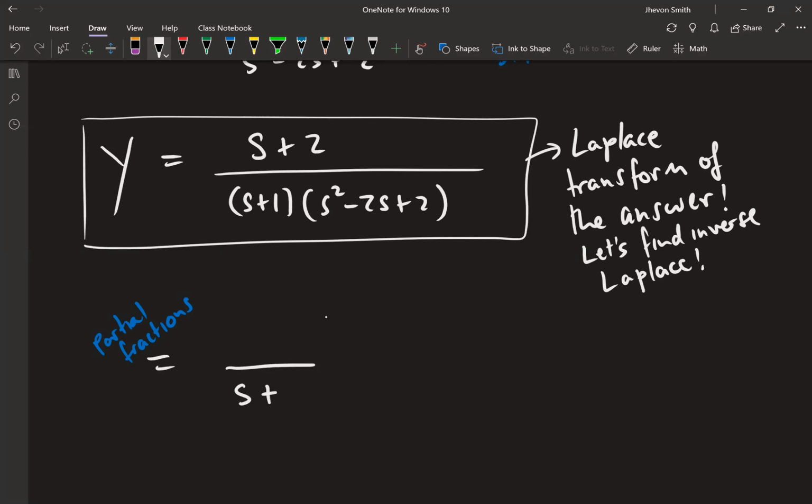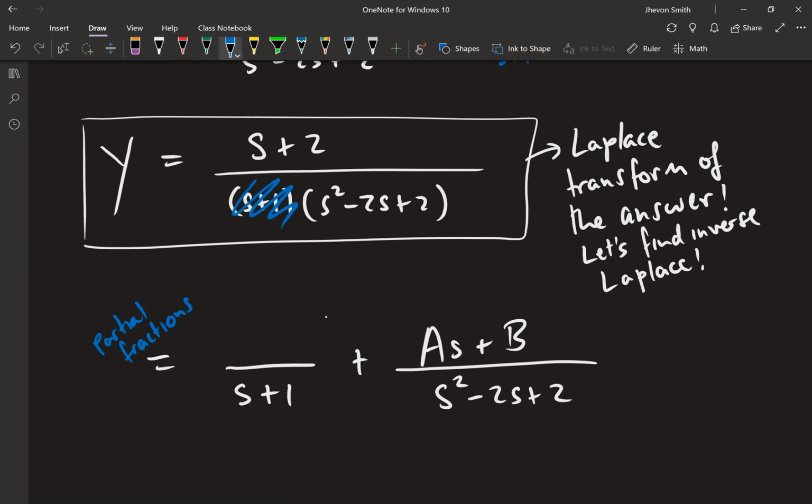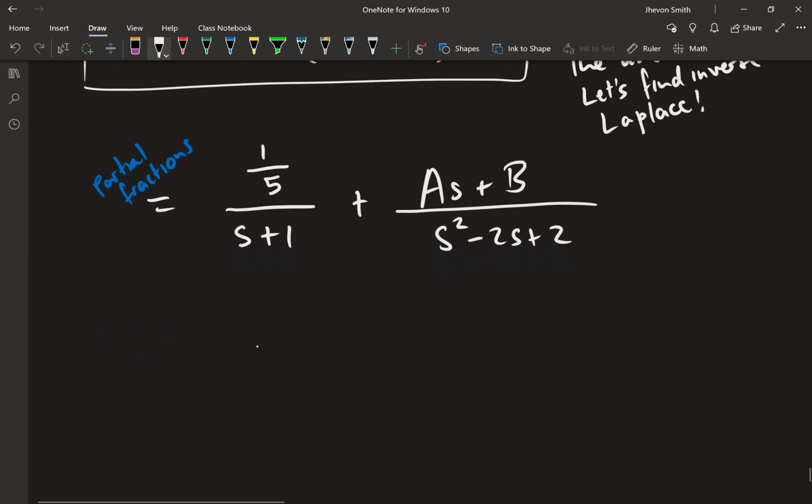So it's going to be something over s plus 1, and something over s squared minus 2s plus 2. This I can think of as as plus b, that I have to work a little bit to find. But the s plus 1, I can do the same trick. I can cover up the s plus 1 because it's a linear term, plug in what would have made it 0, which would be s equals minus 1. So plugging in a minus 1 for s after I cover that term up, I would have 1 over 3 plus 2 is 5. So I have that. Now we need to find those guys.